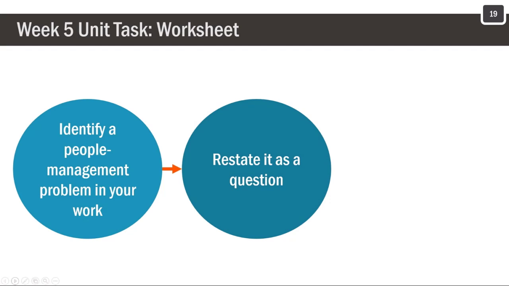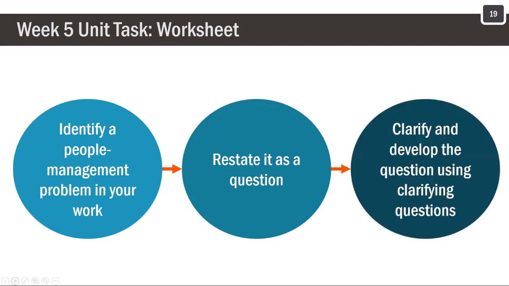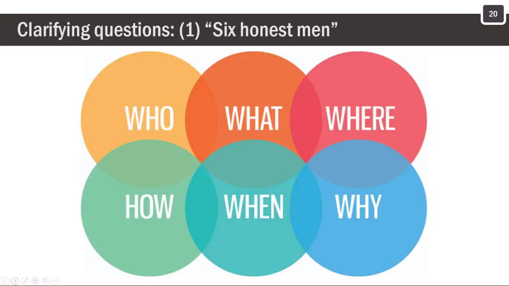Once you rephrased your problem as a question, you'll need to dig deeper and use clarifying questions to further develop your research question. Start with simple questions such as who, what, where, when, how, and why. Poet Rudyard Kipling called this his 6 honest serving men. He wrote, I keep 6 honest serving men. They taught me all I knew. Their names are what and why and when and how and where and who. So, you start with these simple questions.